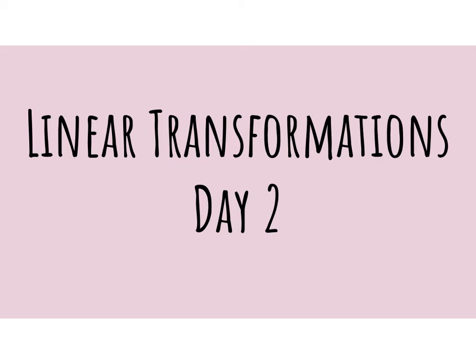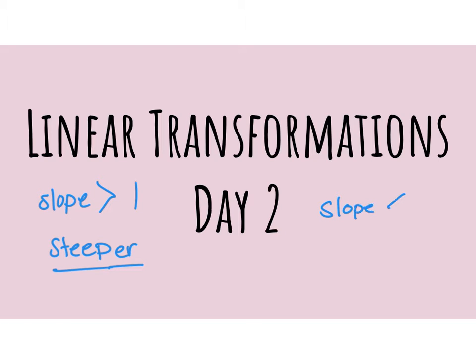So if your slope is greater than 1, then it's going to be a steep line. Or steeper, I guess I should say. Well, if slope is less than 1, meaning like a fraction or a decimal, it's going to be a flatter line.